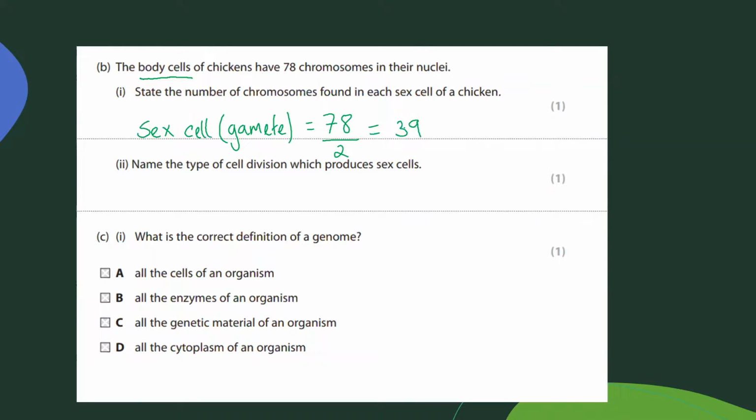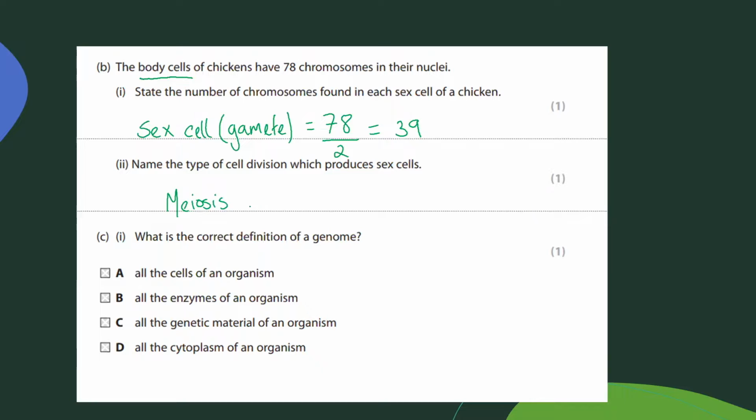Okay, so a full set of body cells, a full number of chromosomes of body cells, is called diploid. Same in humans as well. And the number in a sex cell, so a sperm, is called haploid, so half. It sounds like HA, but the half bit is in it. Name the type of cell division which produces sex cells. So mitosis produces normal body cells, and meiosis produces the gametes.